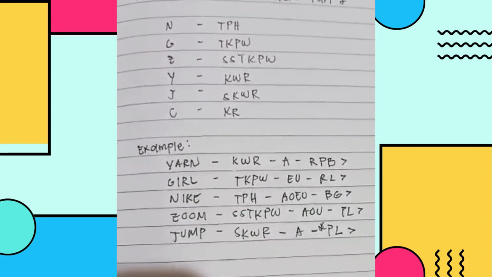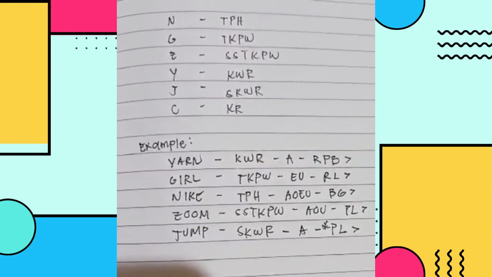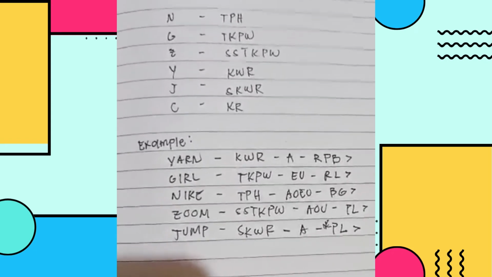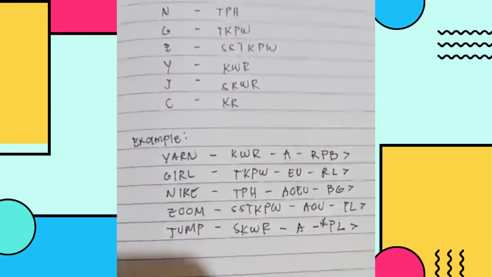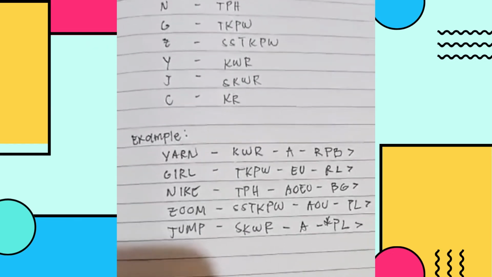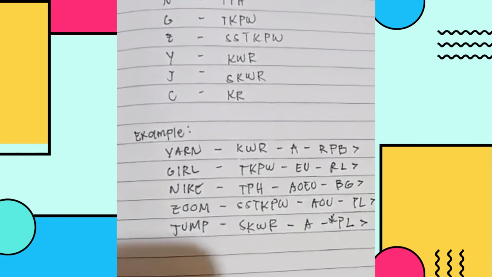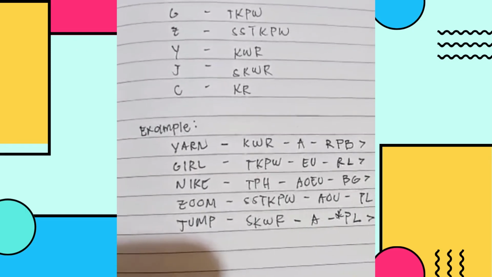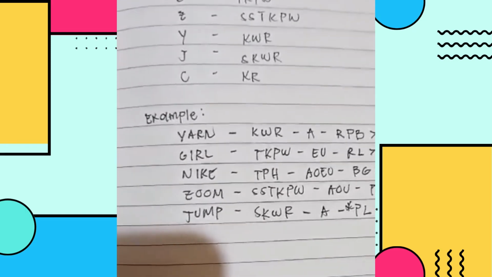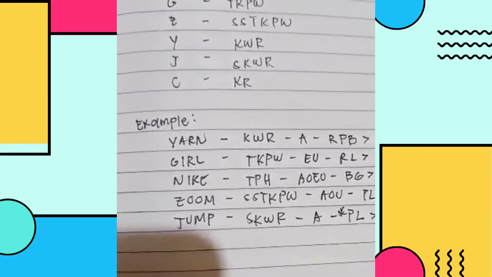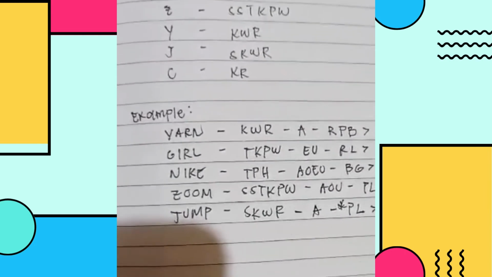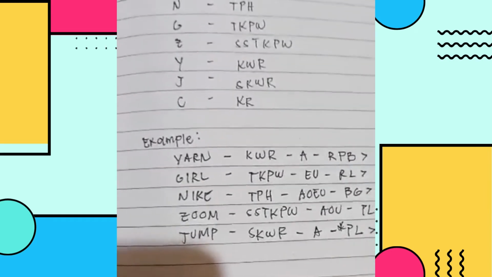The letters N, G, Z, Y, J, and C. The code of letter N is TPH. The code of letter G is TKPW. The code of letter Z is SSTKPW. And the code of letter Y is KWR. And the code of letter J is SKWR. The code of letter C is KR.